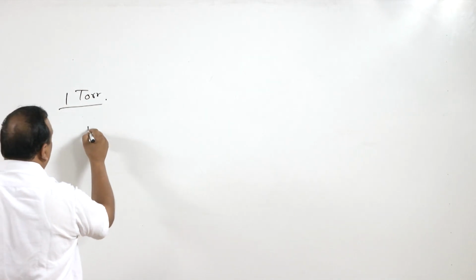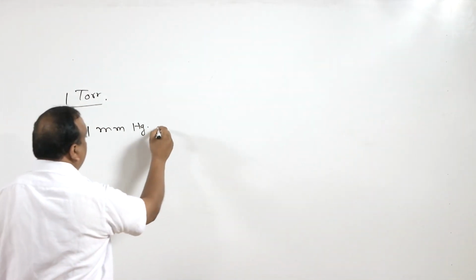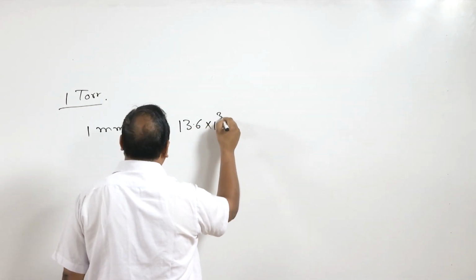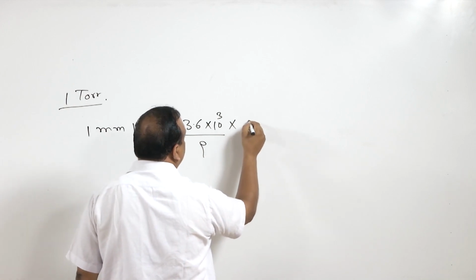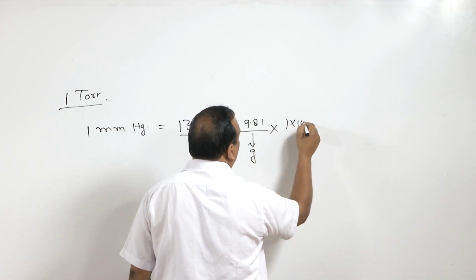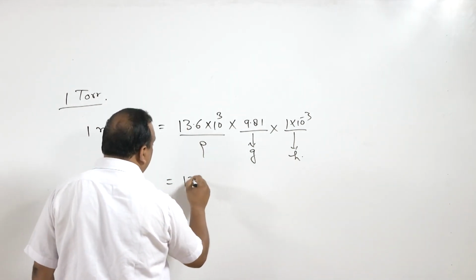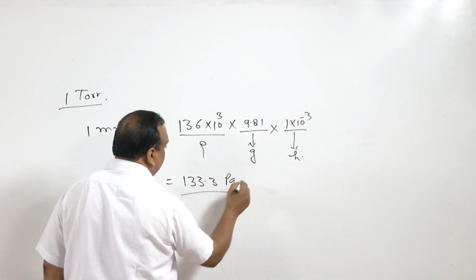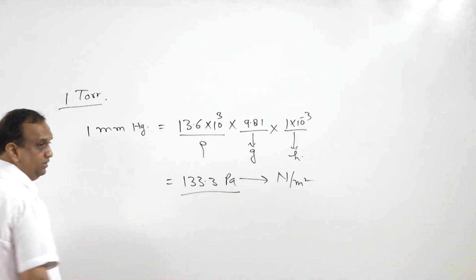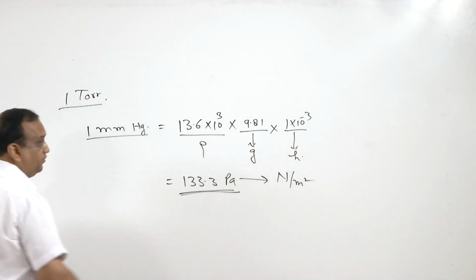So 1 torr is equal to 1 millimeter of mercury. The relative density of mercury is 13.6 into 10 to power 3, this is rho. g is 9.81, and g into h is 1 into 10 to power minus 3. If we take the product of this, we will get 133.3 pascals. Pascal is newtons per meter square. So very low pressure or vacuum is often expressed in terms of millimeters of mercury or torr.